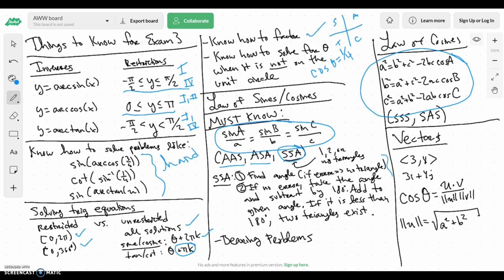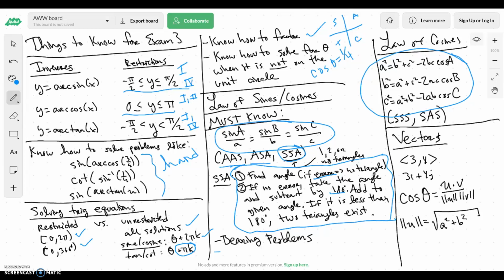I wrote down right here some explanation on how to know when you have 1 or 2 or no triangles. If you have no triangle, you're immediately going to have an error, a domain error. So that means that you're going to have no triangle. If there's no error, then you're going to take the angle that you found, subtract it from 180, and then add it to the original angle that they give you. If it's less than 180, then 2 triangles exist. If it's more than 180, then it's only going to be 1 triangle.